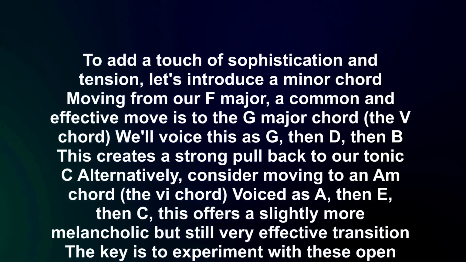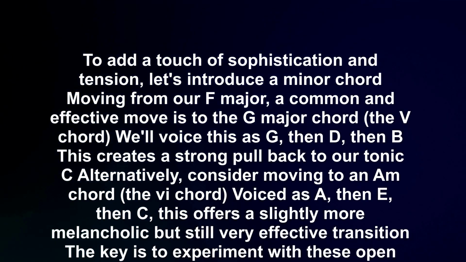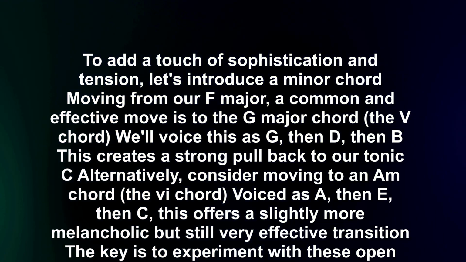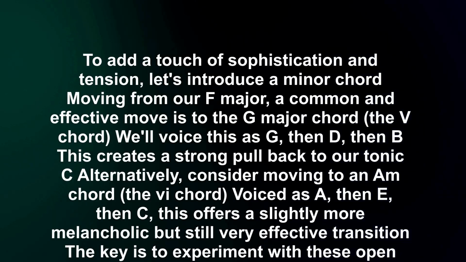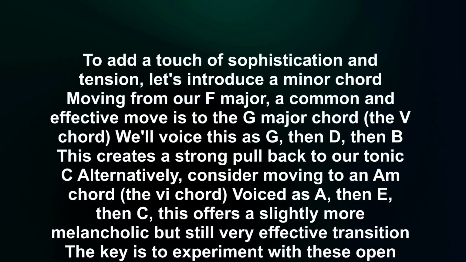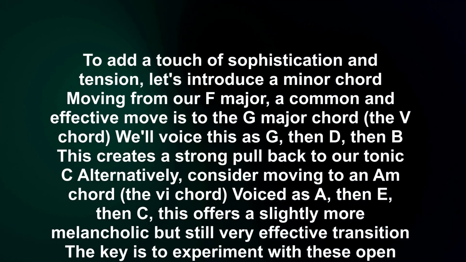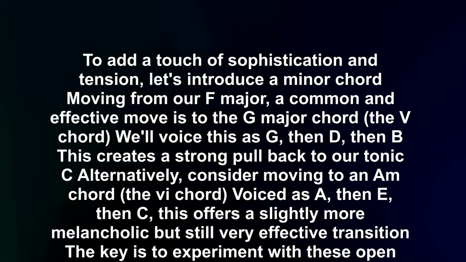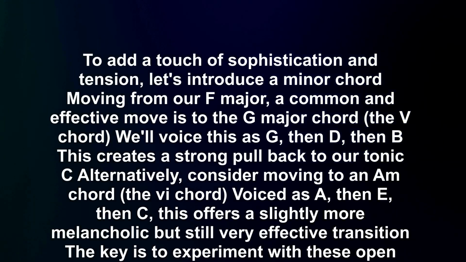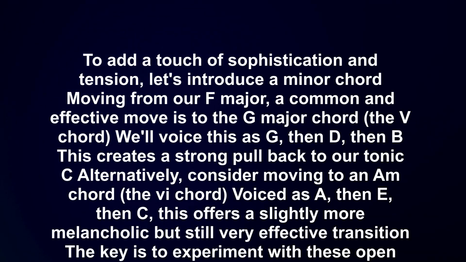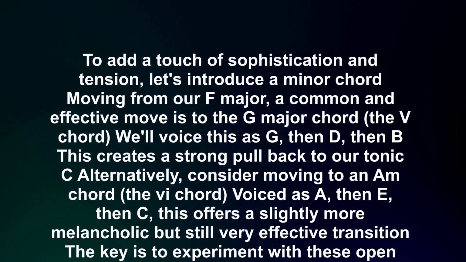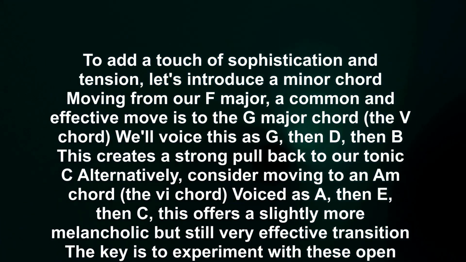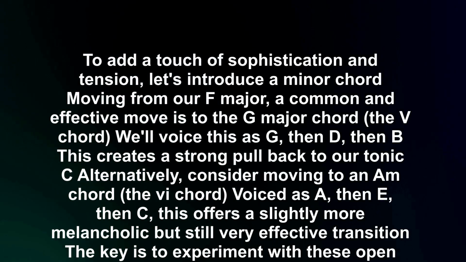To add a touch of sophistication and tension, let's introduce a new chord moving from our F major. A common and effective move is to the G major chord, the V chord. We'll voice this as G, then D, then B. This creates a strong pull back to our tonic C. Alternatively, consider moving to an A minor chord, the VI chord, voiced as A, then E, then C. This offers a slightly more melancholic but still very effective transition.